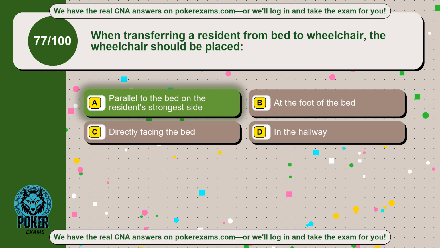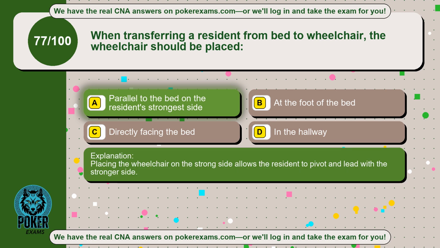The correct answer is option A. Parallel to the bed on the resident's strongest side. Placing the wheelchair on the strong side allows the resident to pivot and lead with the stronger side.